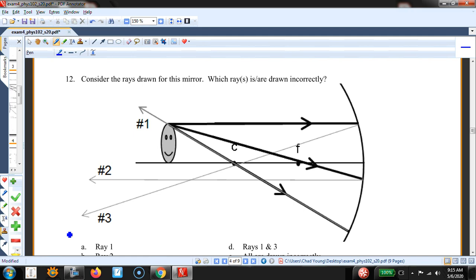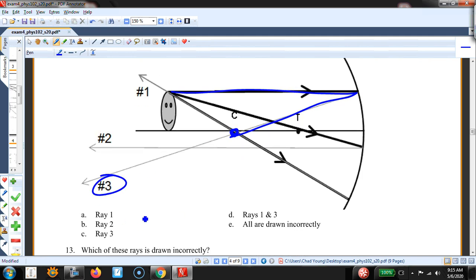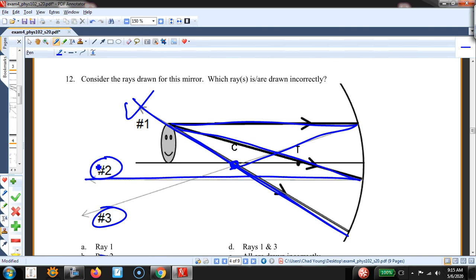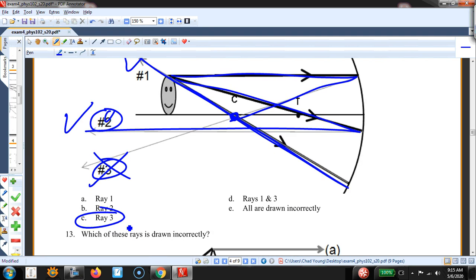Which ray is drawn incorrectly? Let's just look at each one. This one goes parallel. Oh, and then it goes through the center of curvature. That's not right. Which one is that? That's ray number 3. Let's look at the others too. Here I have one that goes through the center of curvature and then back on itself. That one's okay. That was ray 1. And then I have one that goes through the focal point and then parallel to the axis. That one's okay too. But ray number 3 is not correct.